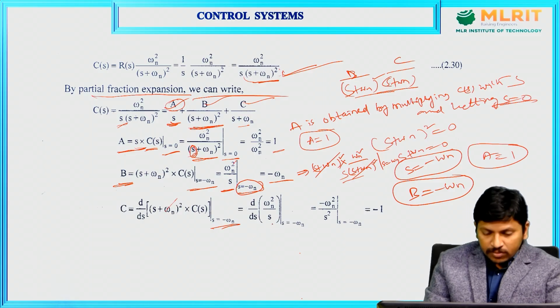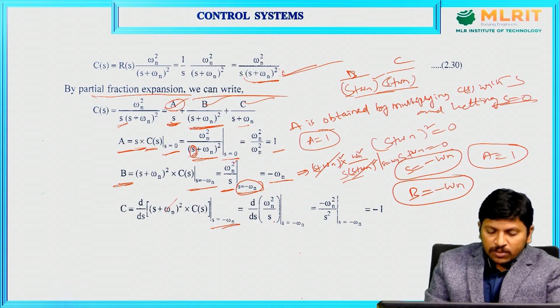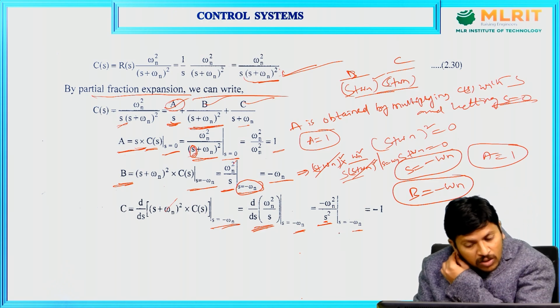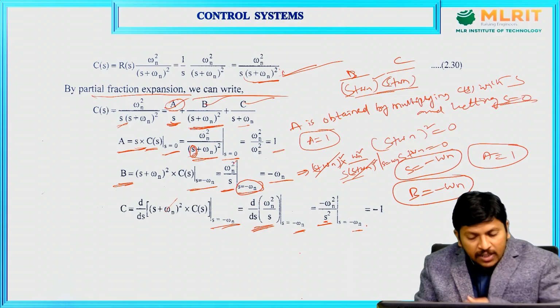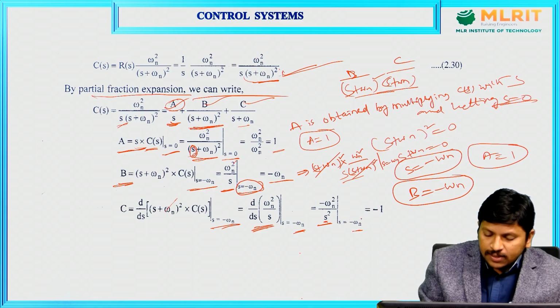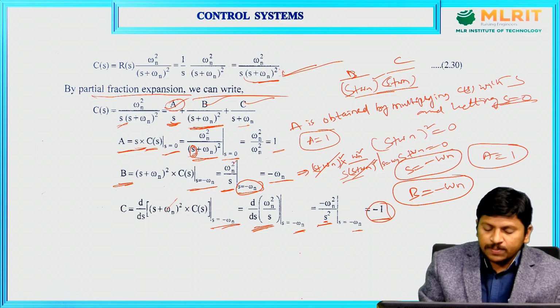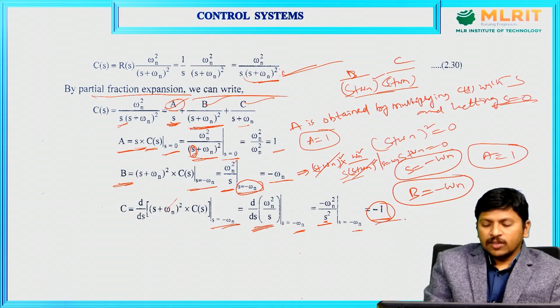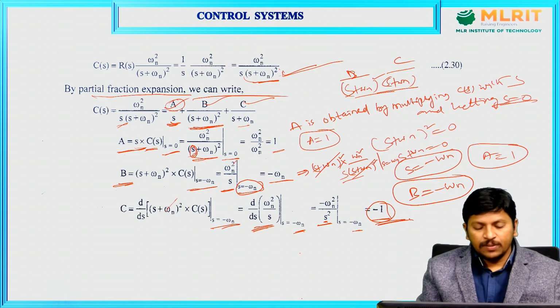So omega n square, both terms are the same, equal to d by ds of omega n square divided by S. Here d by dS of 1 by S is nothing but minus 1 by S square, so minus omega n square divided by S square. So S equals to minus omega n. Just substitute minus omega n, both are going to be minus 1, so both get cancelled. So directly we are going to get minus 1 simply by differentiating this equation.